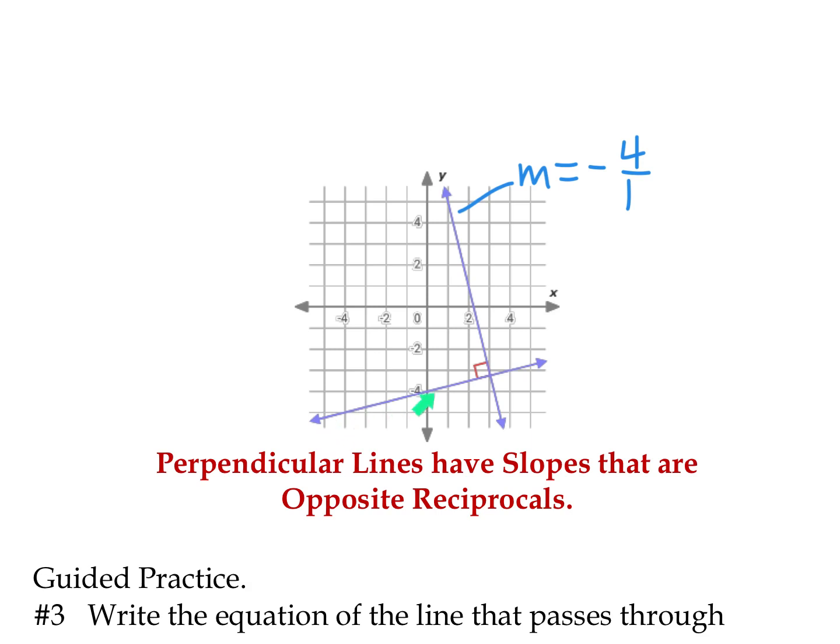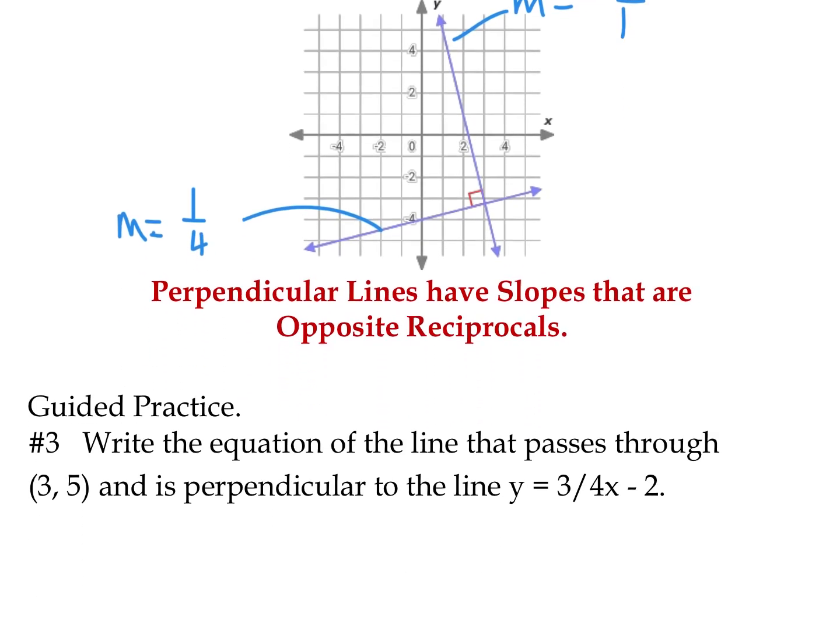And if we look at the line here and find its slope, let's start with this point here. We can go up 1 and over 1, 2, 3, 4. So this line will have a slope of up 1 over 4. Those slopes are opposite reciprocals, so they're opposite signs, one positive, one negative, and reciprocals: 1/4 and 4 over 1. So perpendicular lines will have slopes that are opposite reciprocals. They have opposite signs, one positive, one negative, and they're reciprocals of each other.